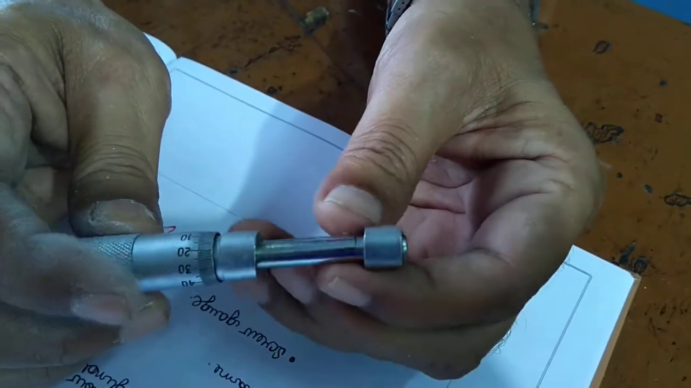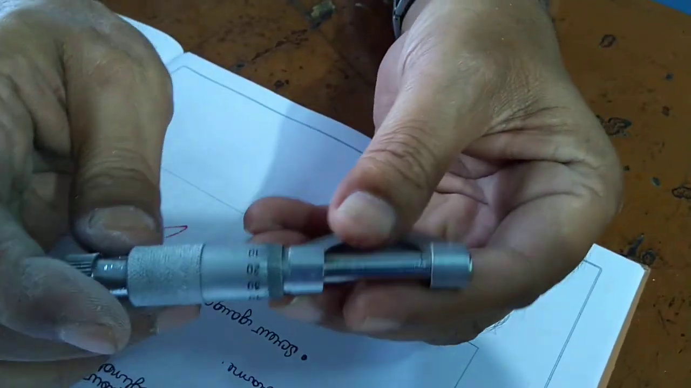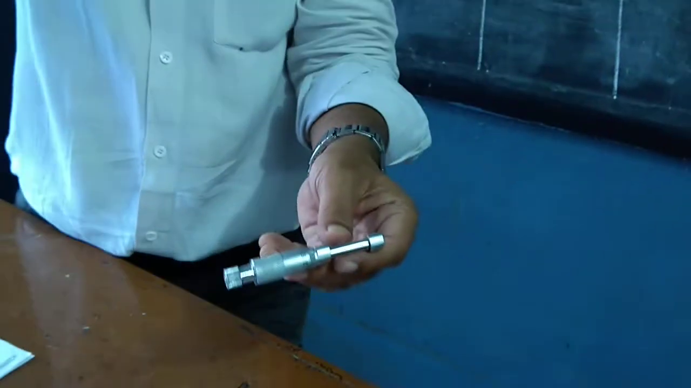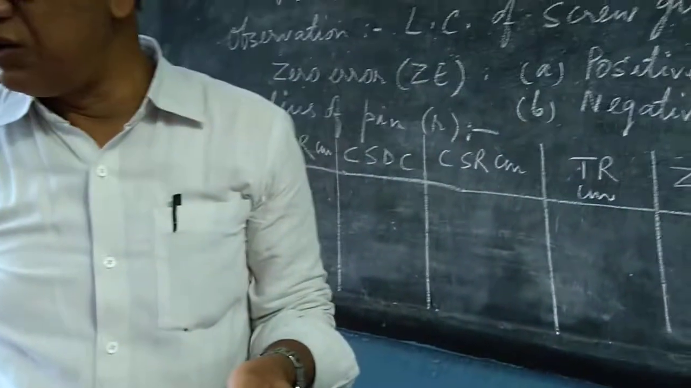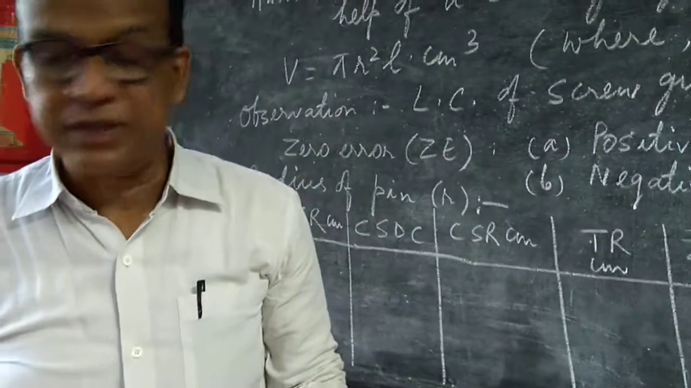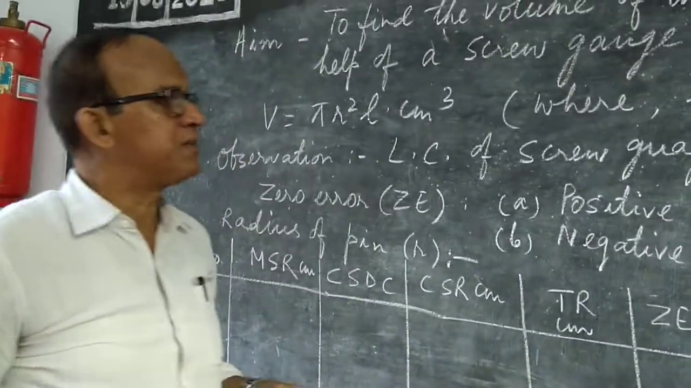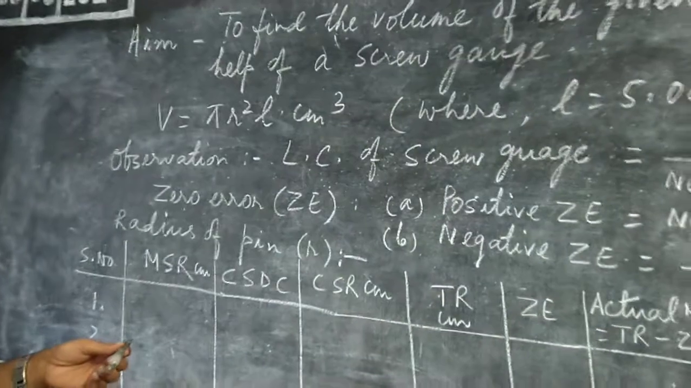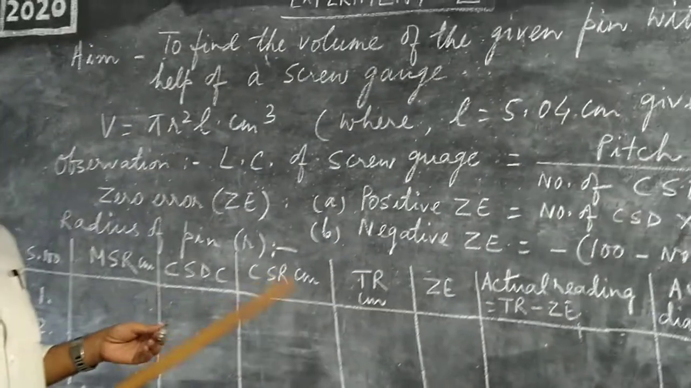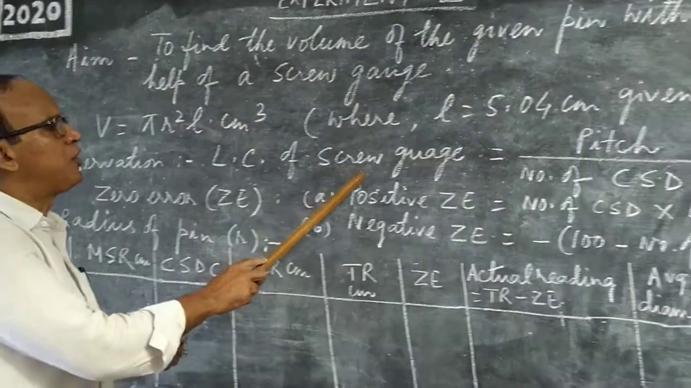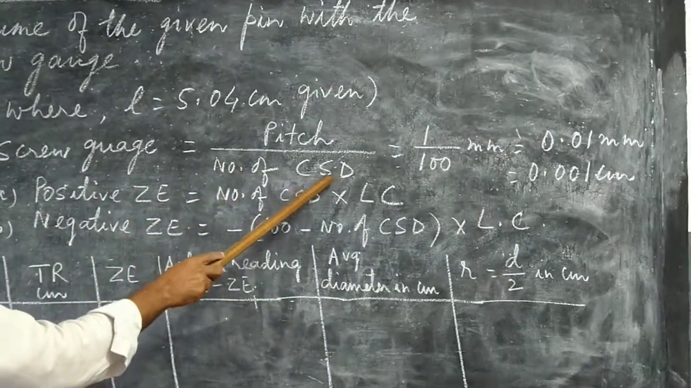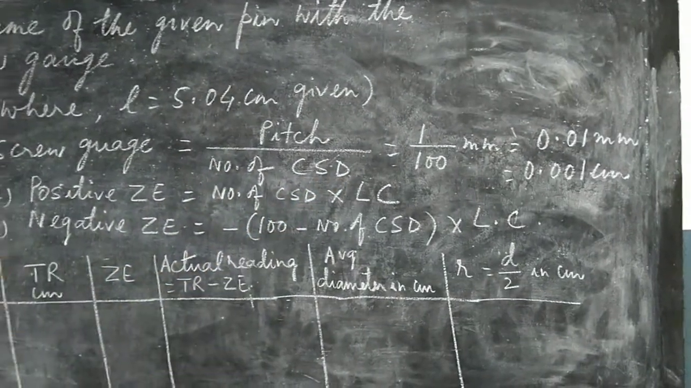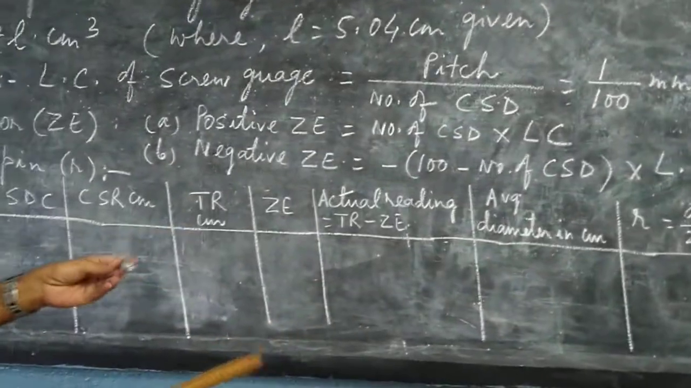So first we will find out the least count of the screw gauge, like we had found the least count of the vernier caliper. Least count is the smallest measurement which an instrument can take. The formula is: least count of the screw gauge is pitch divided by the number of circular scale divisions. In this, the number of circular scale divisions is 100.